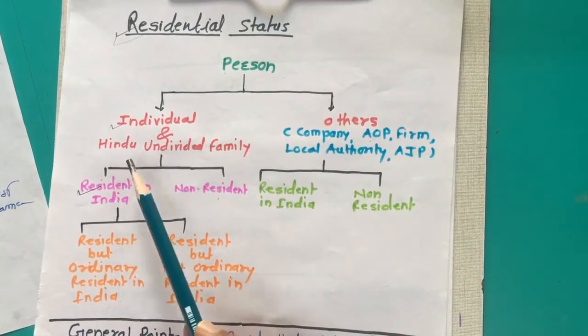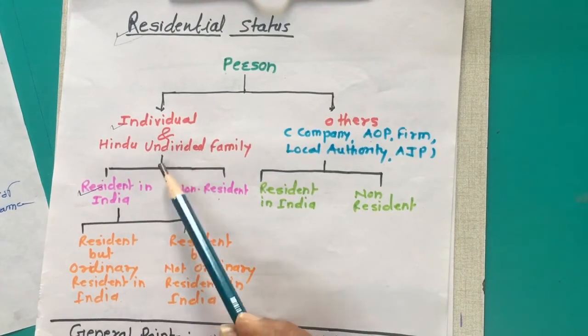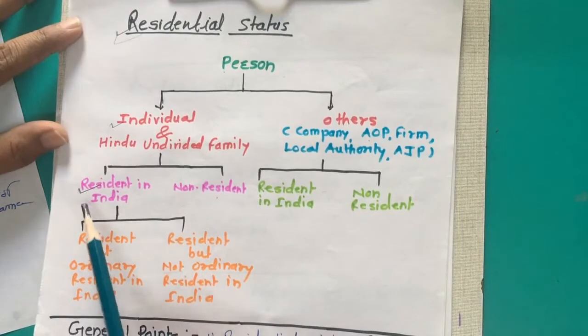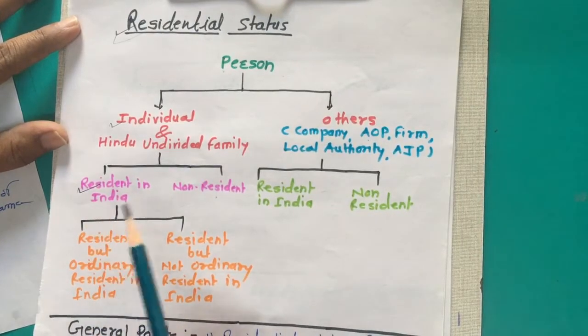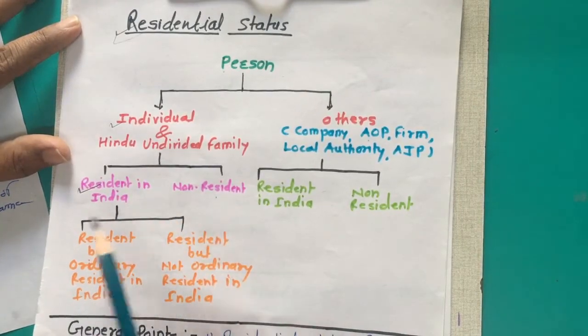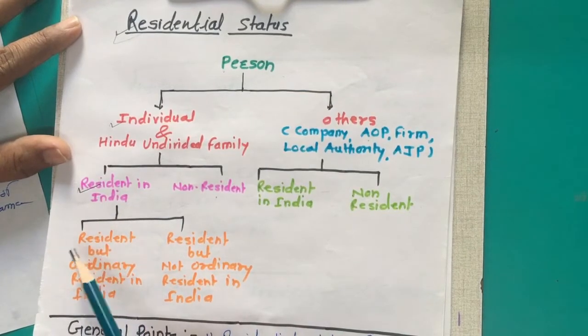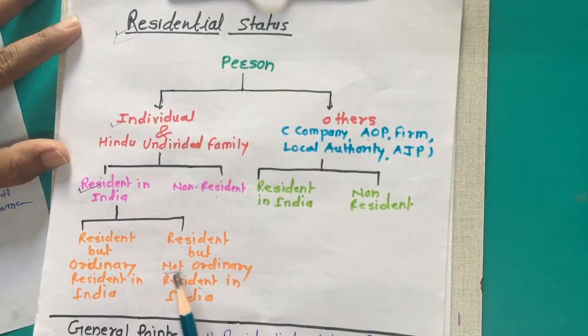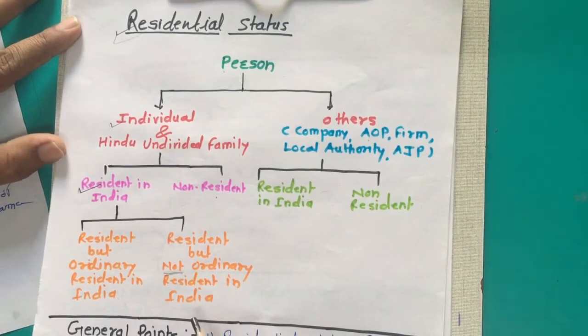Individual and Hindu undivided family are classified in two categories of residential status. First category, resident in India, and second, non-resident. Resident in India is also classified in two categories. First, resident but ordinary resident in India, and second, resident but not ordinary resident in India.